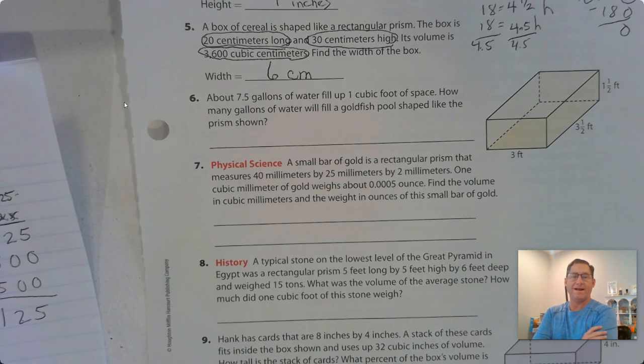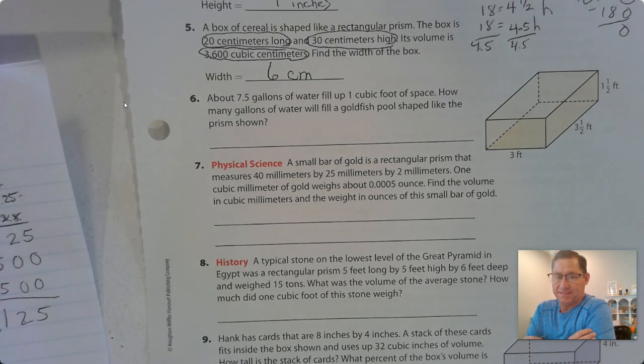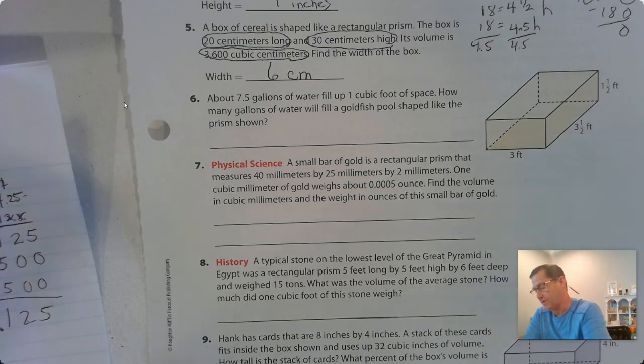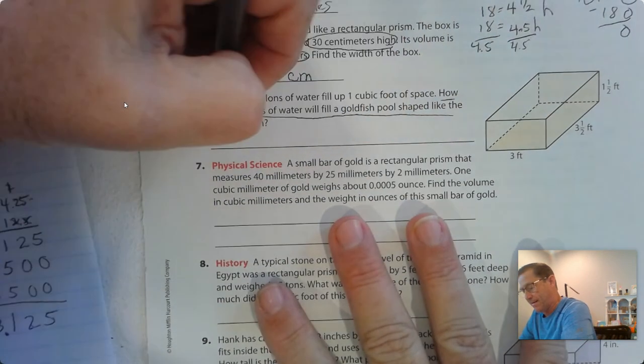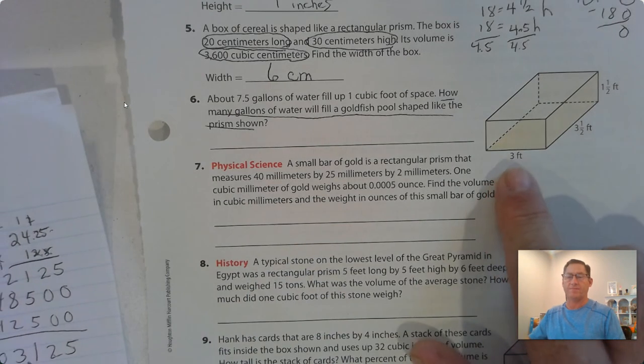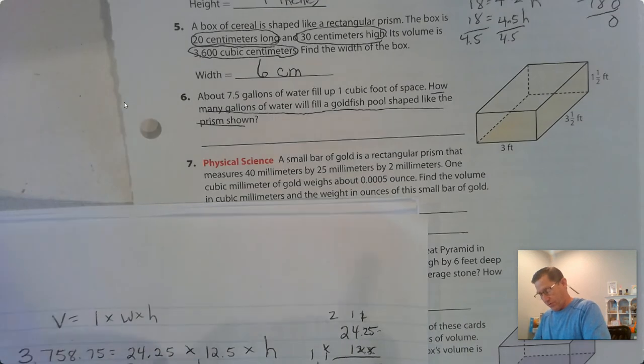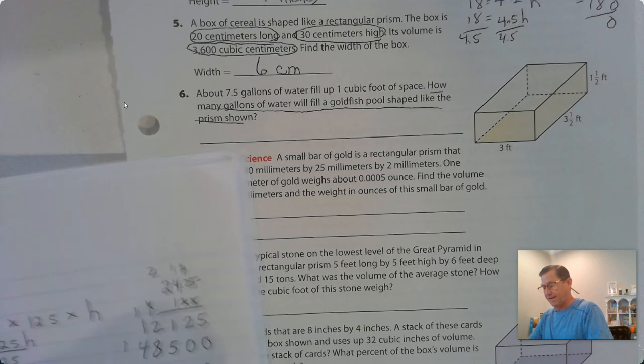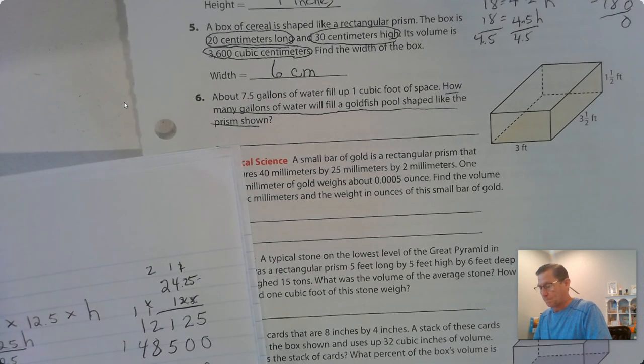Number 6. About 7.5 gallons of water fill up 1 cubic foot of space. We saw that from the examples, right? How many gallons of water will fill a goldfish pool shaped like the prism shown? All right, well, let's figure out the volume of this goldfish pool. So volume equals length times width times height. 3 times 3.5 times 1.5.